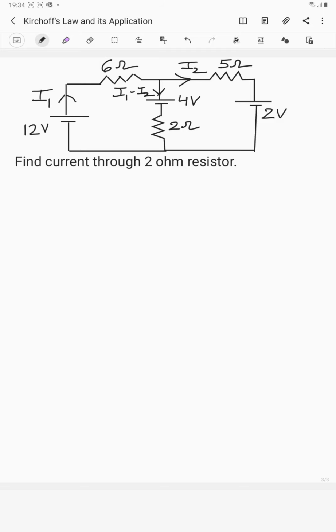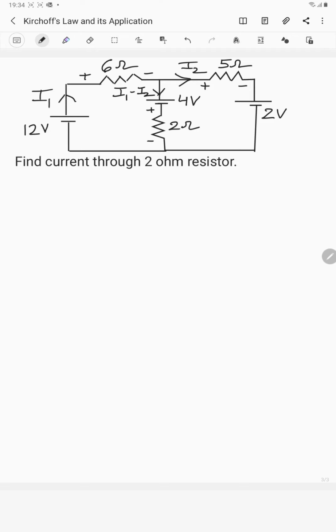Now we know the current in each branch in terms of variables. According to the assumed current, mark the polarity for each resistor. The polarity in the 6 ohm is like this because the current I1 is flowing from left to right. For the 2 ohm resistor, the current I1 minus I2 is flowing from top to bottom, so let this be plus potential and this be minus potential. For the 5 ohm resistor, the current is flowing from left to right, so let left be at higher potential and right be at lower potential. So we have marked the polarity for each resistor.